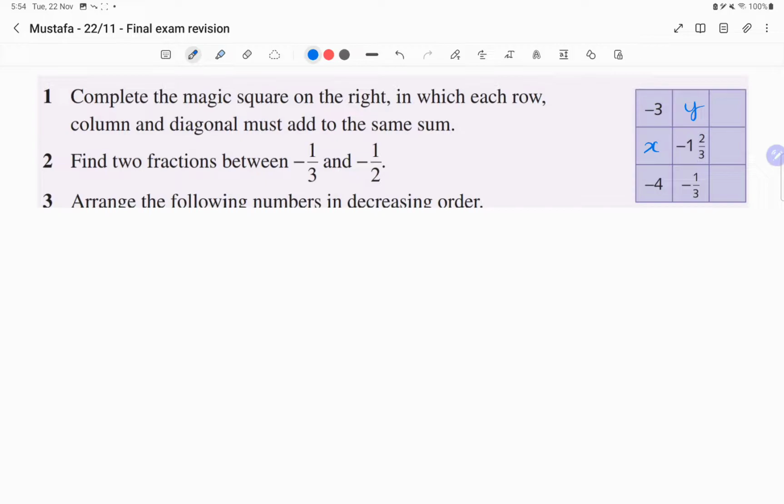Actually, let's see. You need another one. Row, column, and diagonal. Let me think. I'm thinking of what's the best option.